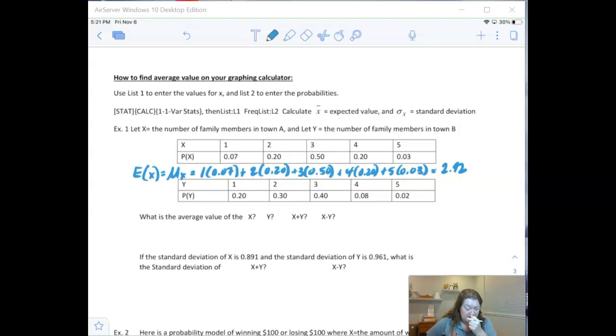So if we want to do this in the calculator, we're going to use our lists first of all. Okay, so we're going to call this one list 1, and we're going to call the probability list 2. So the frequency that something happens is going to be list 2. Okay, so when we want to go and calculate it, it's really just going to be one-variable stats because we're only talking about random variable X. So let me bring in our graphing calculator so we can do this together.